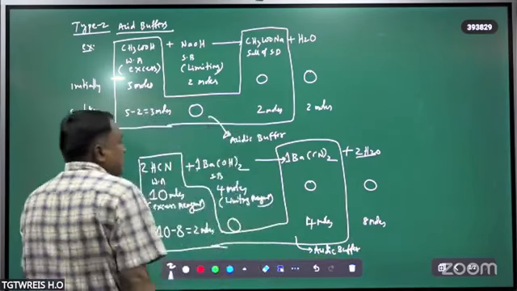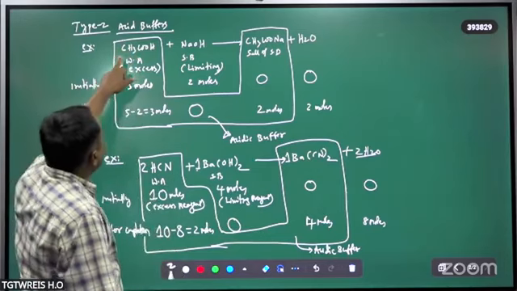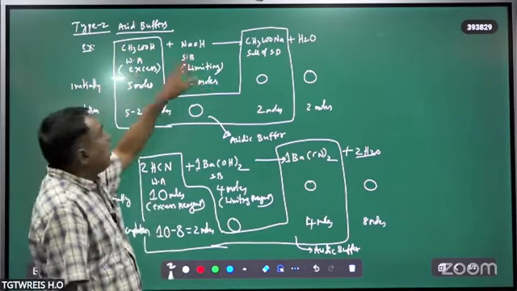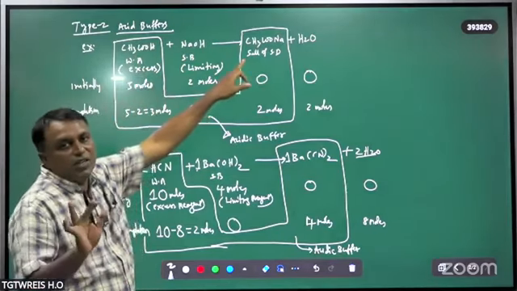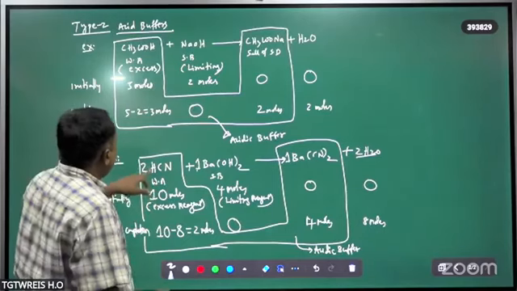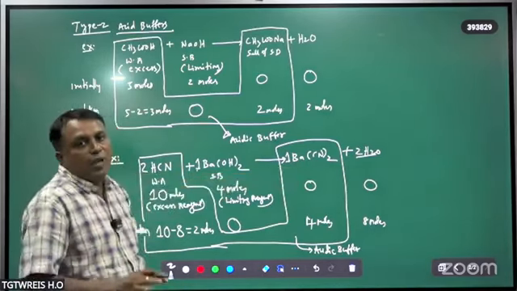This is the type 2 buffers, acidic buffers. By directly adding, say, CH3COOH and CH3COONa, you will get the acidic buffer. By directly adding HCN to barium cyanide, you will also get the acidic buffer.